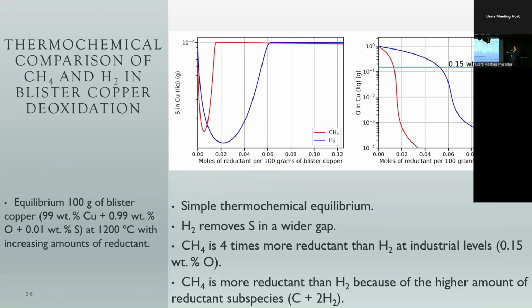We set an equilibria of 100 grams of blister copper, 0.99% oxygen, 0.01 sulfur. And we set an equilibria with increasing grams of reductant. As we can see here, I said that we removed a little bit of sulfur, but as it's a closed equilibria, it comes back as we lose oxygen from the melt.